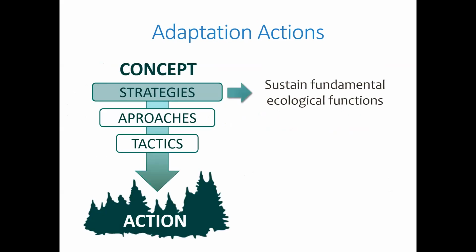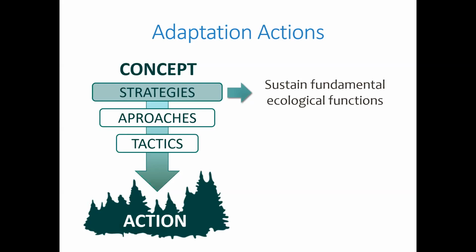The next step on the hierarchy is strategies. What strategies attempt to do is to take those broad, vague concepts and couch them in specific ideas. An example of a strategy from the forest menu is to sustain ecological functions. So that sounds great. It sounds like a healthy thing to do for any ecosystem and can probably be applied to any ecosystem.